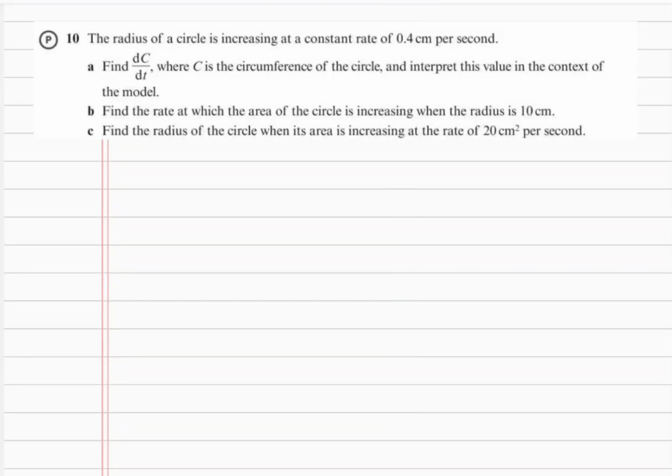Hi everyone, this video is on exercise 9J question 10. We have a circle and its radius is increasing at a constant rate of 0.4 centimeters per second. In part A, we need to find dC/dt, where C is the circumference of the circle, and then we need to interpret this value in the context of the model.